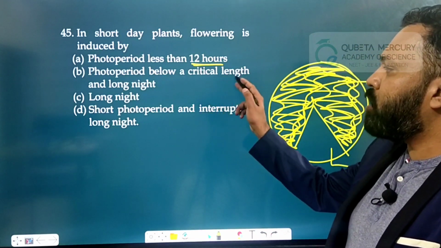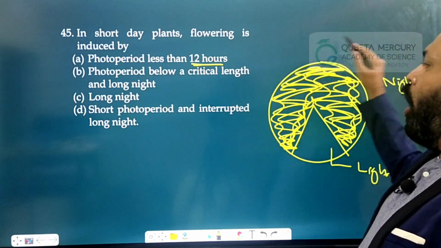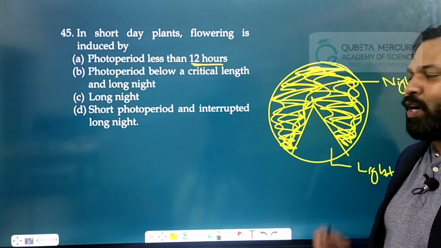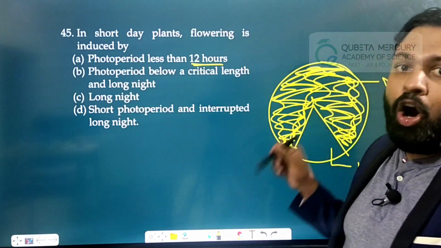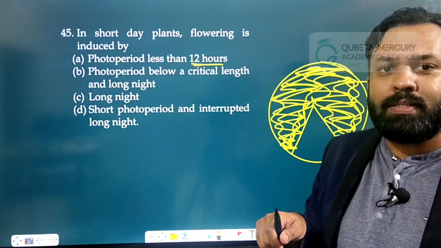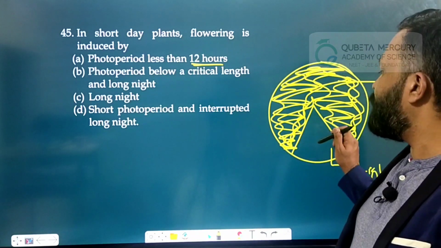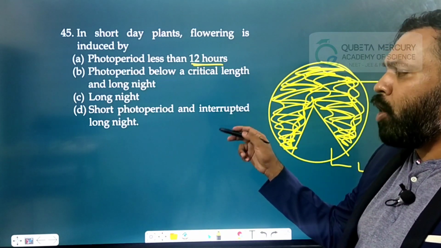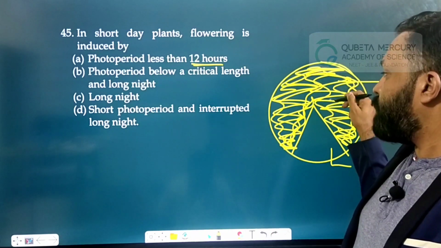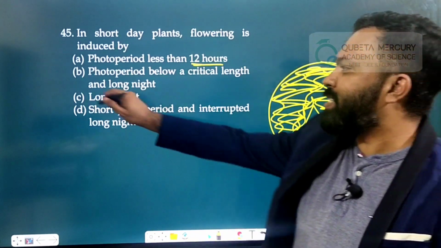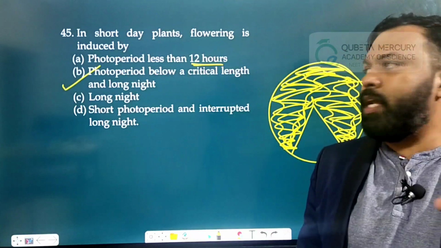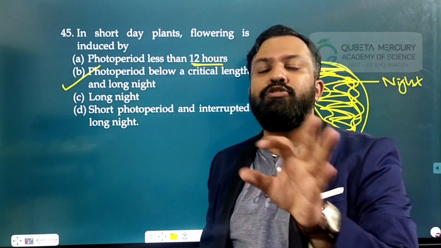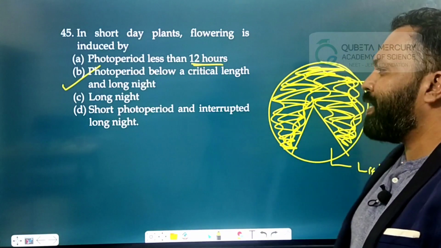Photo period below a critical length and a long night. A long night and a day length which is lesser than the critical day length. That's the right one. Long night only is not at all applicable towards short day plants because the short day span also should be mentioned. Short photo period and an interrupted long night: if the night is interrupted, the plant will not flower. So the right answer is option B alone. The photo period should be below a critical length and the night should be very long and should not be interrupted. That's option B.